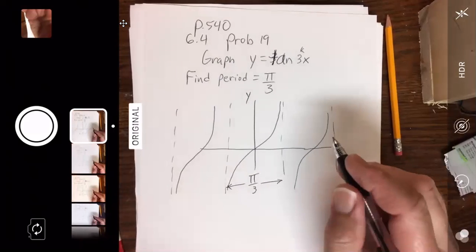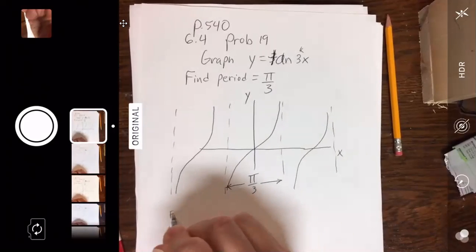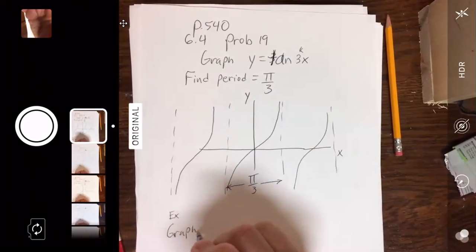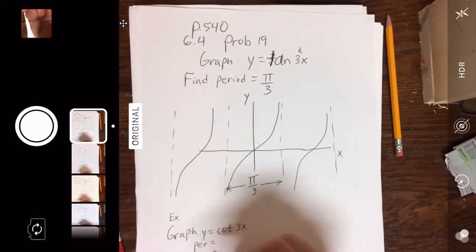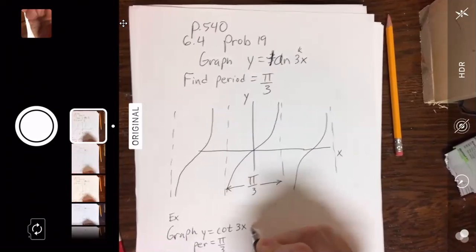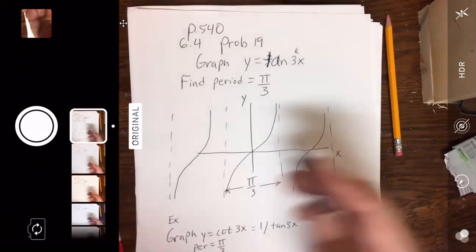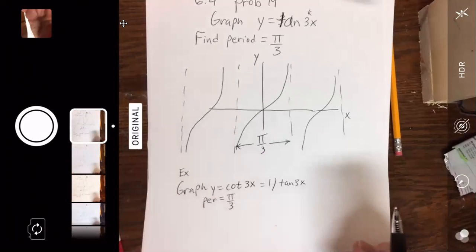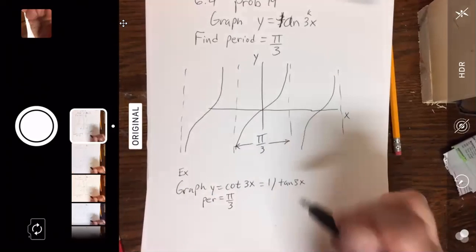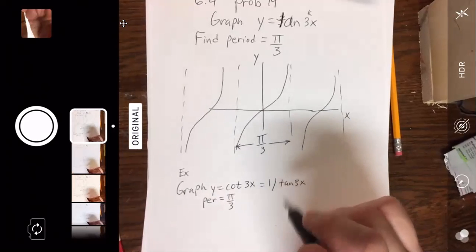Cotangent the same way. If we wanted to graph a cotangent, you'd go 1 divided by tangent. If you wanted to graph, just for example, y is cotangent of 3x, your period would still be pi over 3, and you graph it as 1 divided by tangent of 3x. You don't really take this and flip things anywhere. It's really hard to do in your head. So you can do that off the calculator. Otherwise, there isn't a whole lot more to show you.